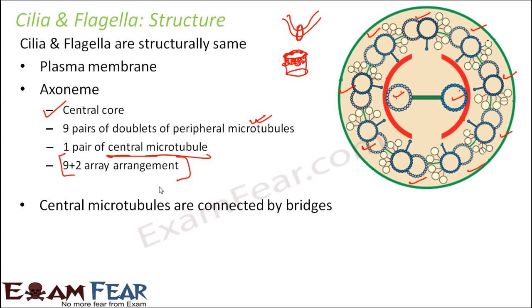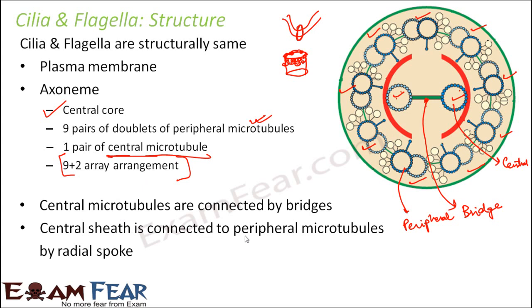The central microtubules are connected by bridges. So this is your bridge. This green colored structure is the bridge. These are your peripheral microtubules. These are your central microtubules.